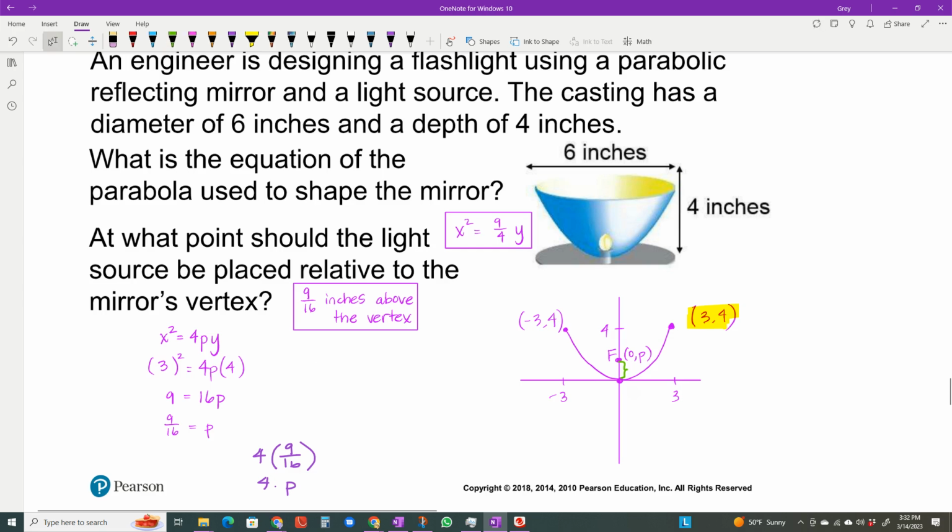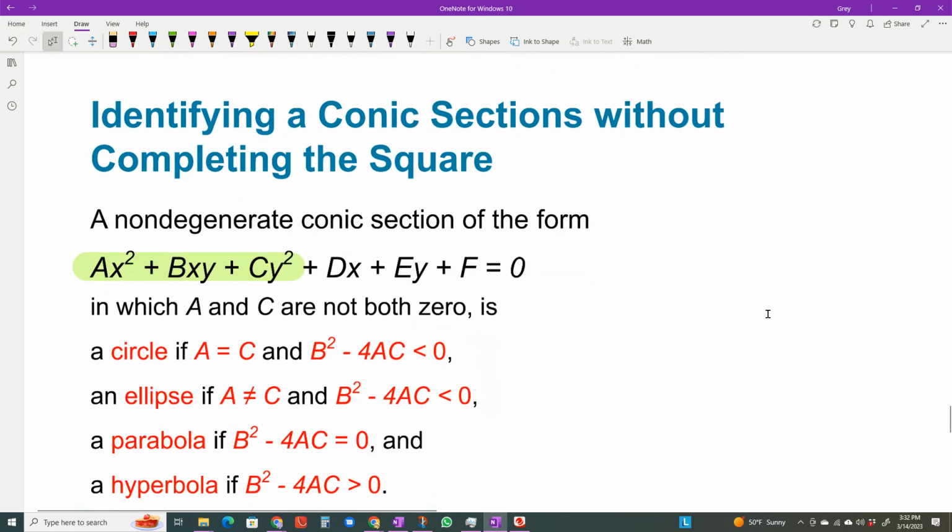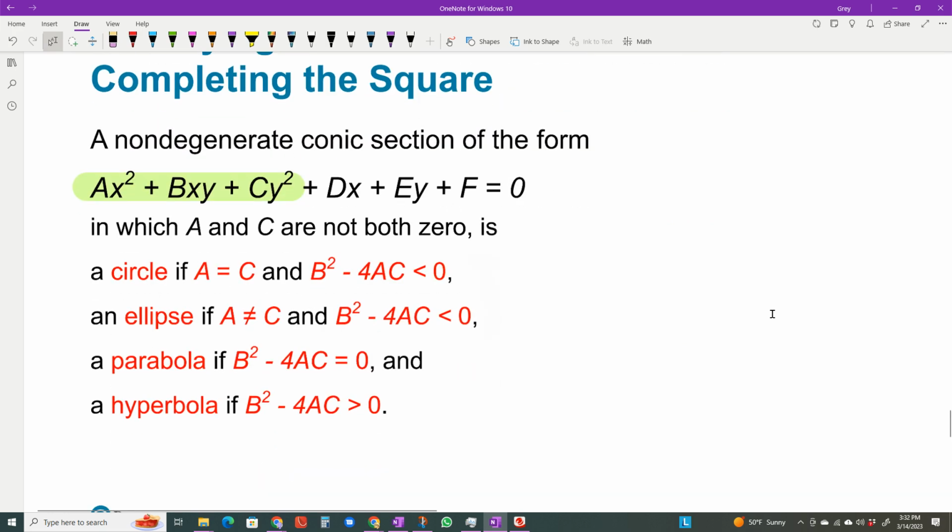All right. Last thing that we have to talk about is being able to identify a conic section without completing the square. You probably would like this because you don't have to complete the square. So what is different about this equation? You've never seen one like this. And so what is new is actually having this xy term. So if you don't have an xy term, then it's easy to tell by looking at A and C what it is. And I hope you figured that out.